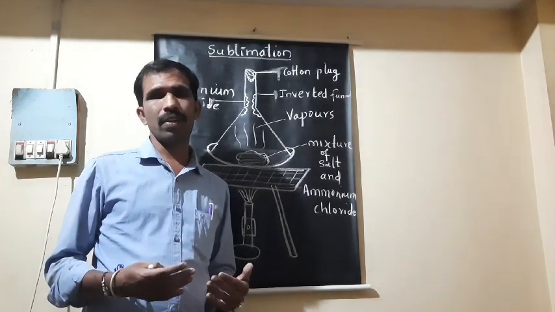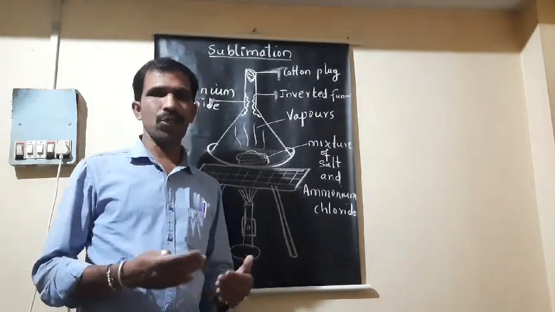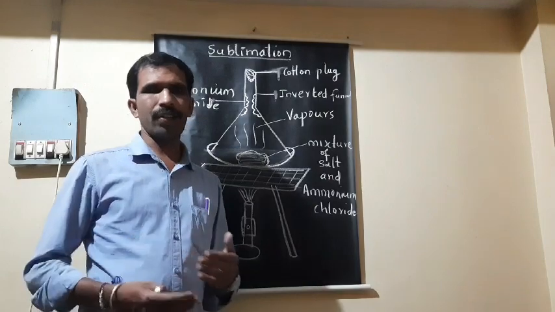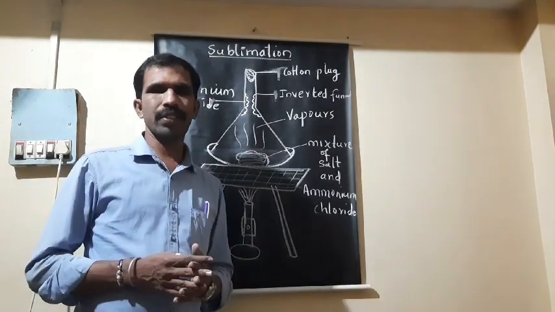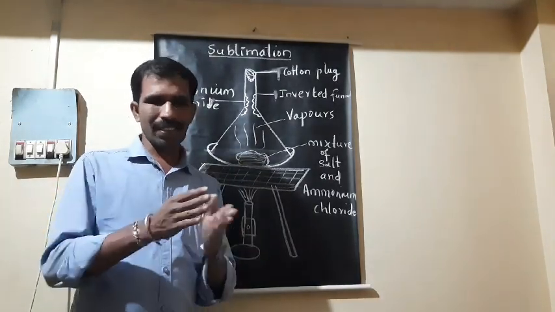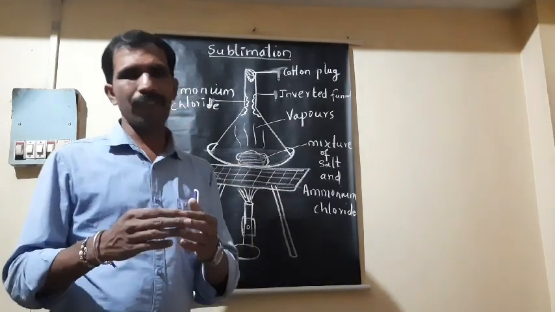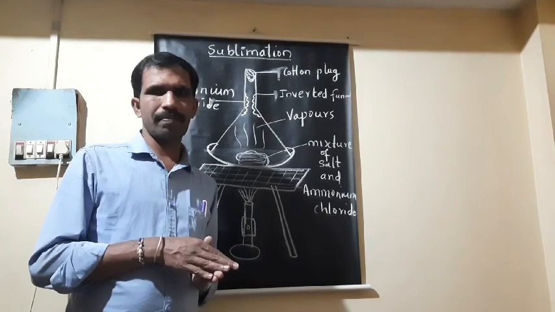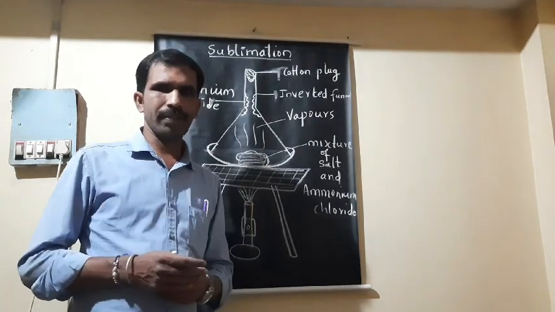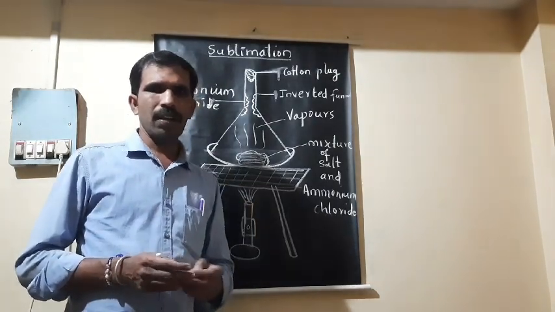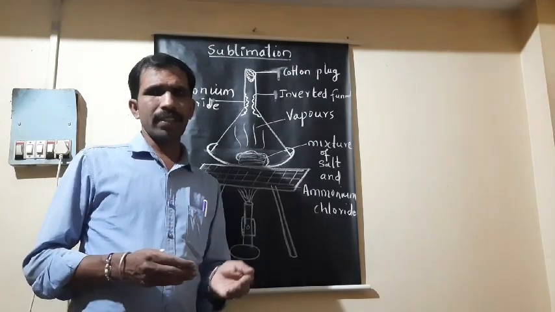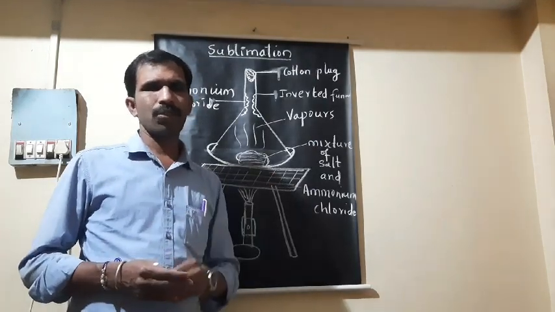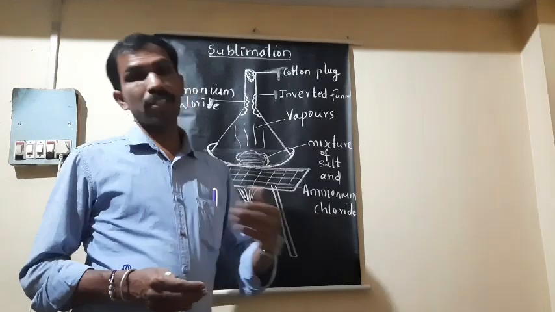I told you about solution, colloid, and suspension. Some of these can be filtered easily, and we can separate the materials inside the mixture. That you already know. Apart from filtration, there are some other methods to separate a substance from a mixture.